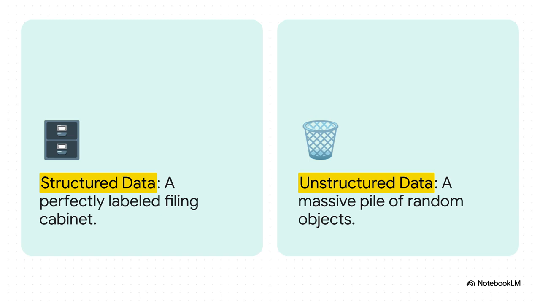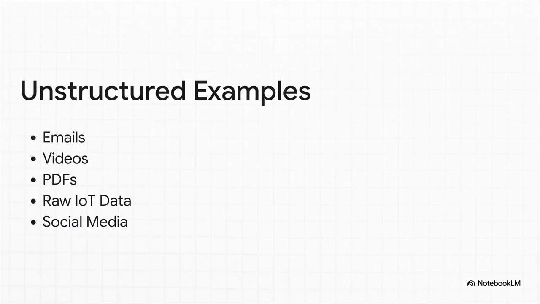Pulling insights out of this chaos requires some really heavy, specialized preprocessing, things like natural language processing or image recognition tools, just to extract any kind of meaning. And here's the crazy part. Most real-time data streams actually fall into this chaotic category. This includes everything from your emails and video files to PDFs, raw IoT sensor data, and social media posts.